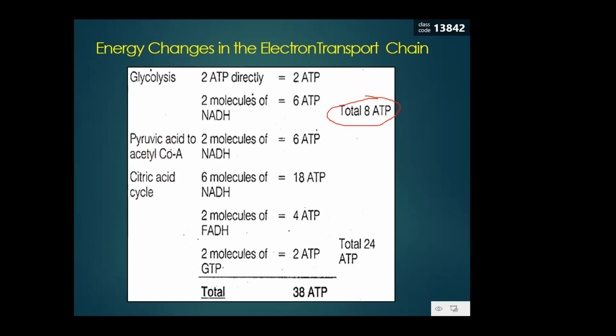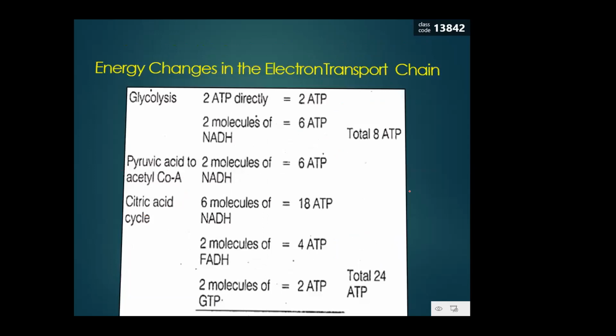Then for pyruvic acid to acetyl-CoA, produce ka ng 6 ATP. Sa citric acid cycle, eto, 24 ATP yung total na mapoproduce mo. Okay? Total of 24 ATP. So kung ito-total mo yan, from stage 1 up to citric acid cycle, magpoproduce ka ng 38 ATP. Okay? Okay pa ba? Malapit na matapos, no?